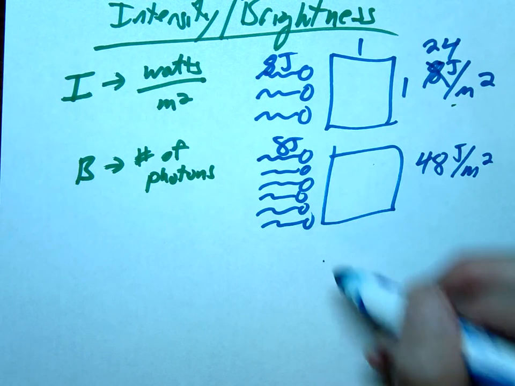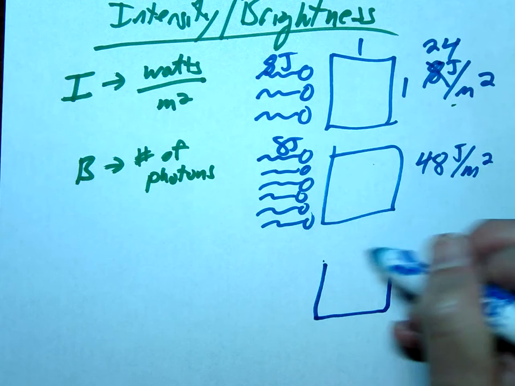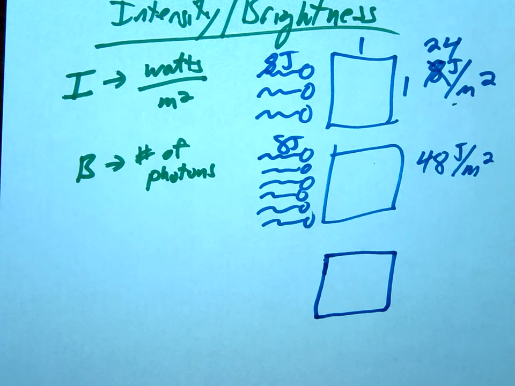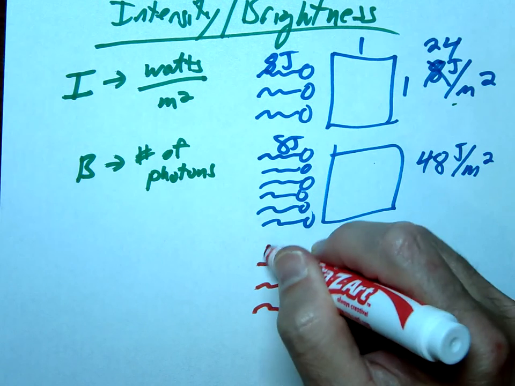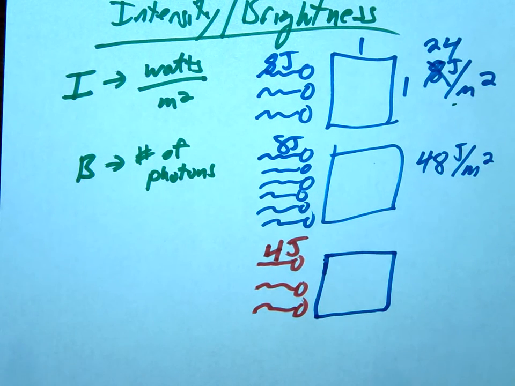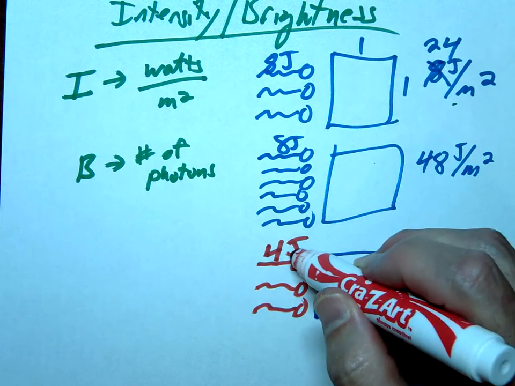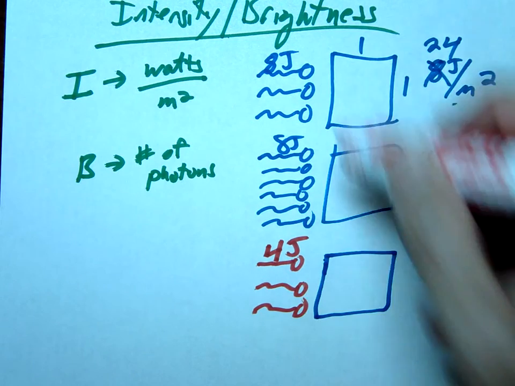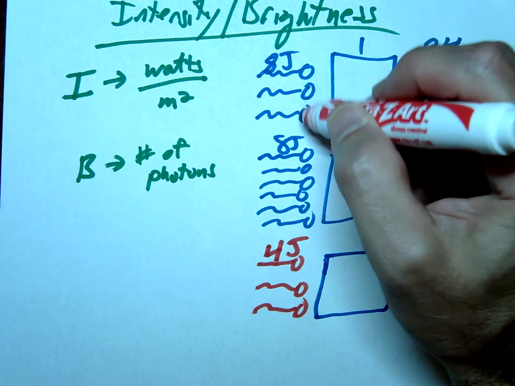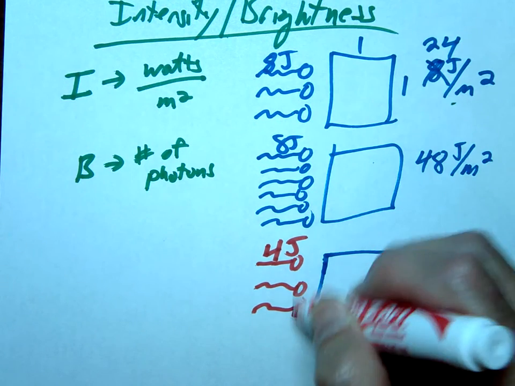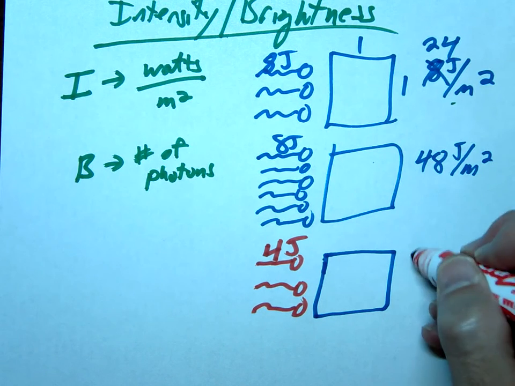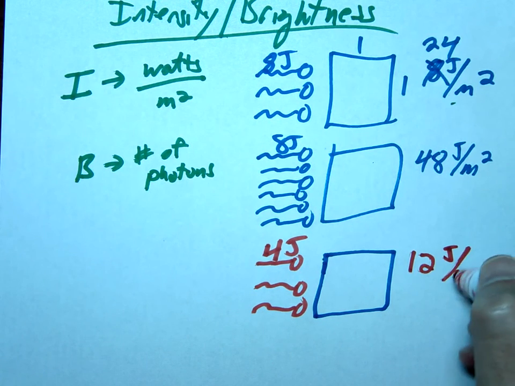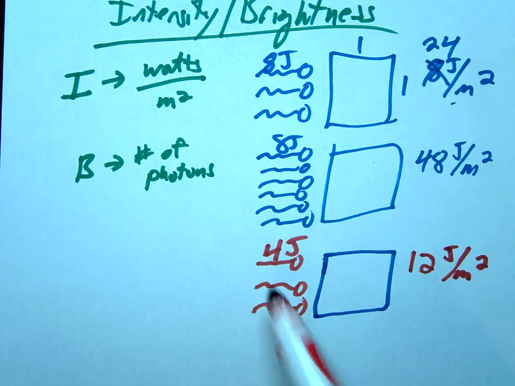Let's say we send in lower energy photons. Let's say we send in 3 4 joule photons. Well, this would have the same number of photons. So when we talk about, for example, the photoelectric effect, we'd say this is the same brightness. However, the intensity would be 4 times 3, which is only 12. So the intensity would actually go down, even though the brightness here might be the same.